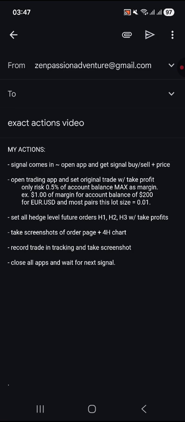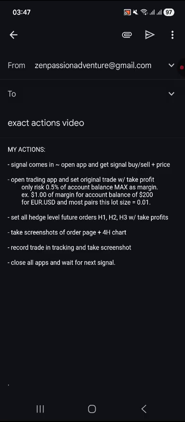Then I set all the hedge levels for future orders, hedge 1, hedge 2, hedge 3, with take profits. If the price goes against me, I want to be able to place future orders, hedge levels that open up if they go against me, and double the lot size, so I'm making twice the amount of money if the trade goes against me. I could sustain over 200 pips against me and still profit from the trade.